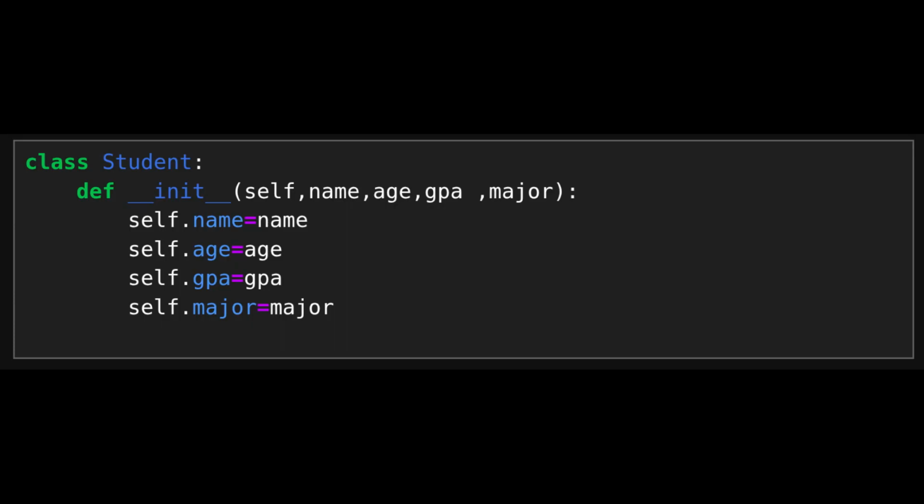Each line stores one of the supplied values inside the newly created object. The left-hand side represents an attribute of the object. The right-hand side represents the value supplied during object creation. At this point, our blueprint is complete. It specifies that every student object will contain a name, an age, a GPA, and a major. In the next step, we will use this blueprint to create actual student objects and see how different students can be created from the same class while storing different values.